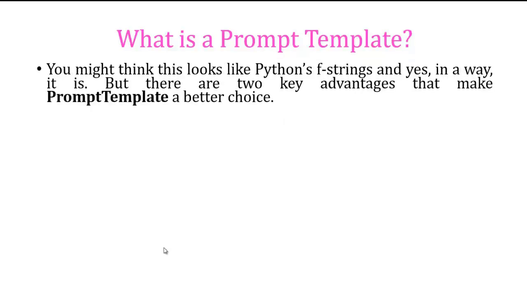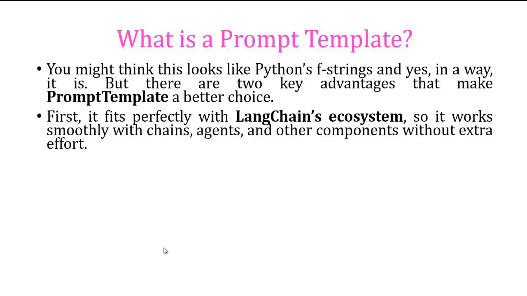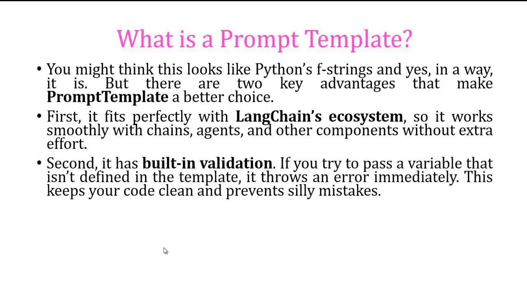You might think this looks like Python's f-strings. And yes, in a way it is. But there are two key advantages that make prompt template a better choice. First, it fits perfectly with LangChain's ecosystem, so it works smoothly with chains, agents, and other components without extra effort. Second, it has built-in validation. If you try to pass a variable that is not defined in the template, it throws an error immediately. This keeps your code clean and prevents silly mistakes.